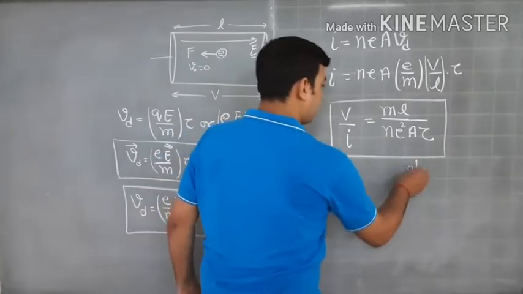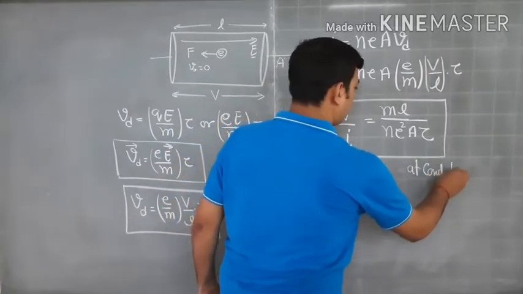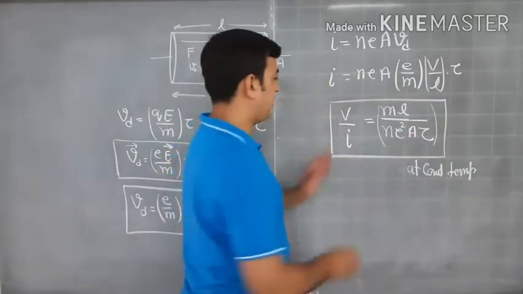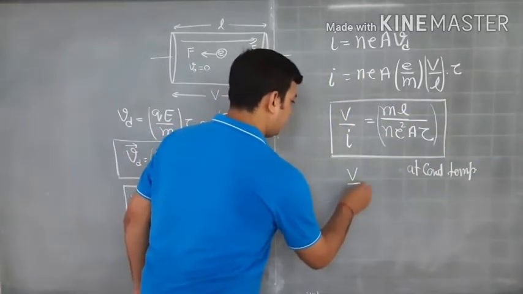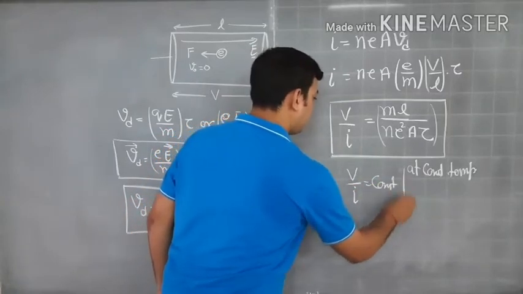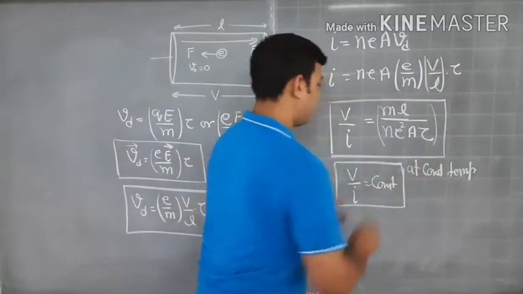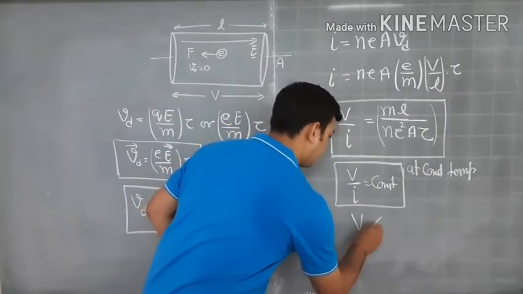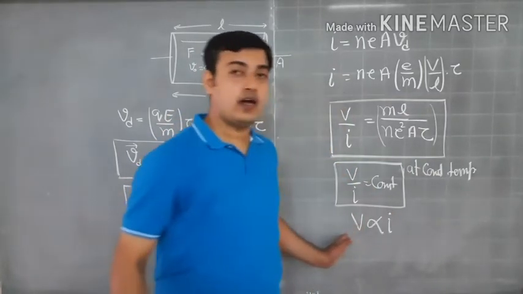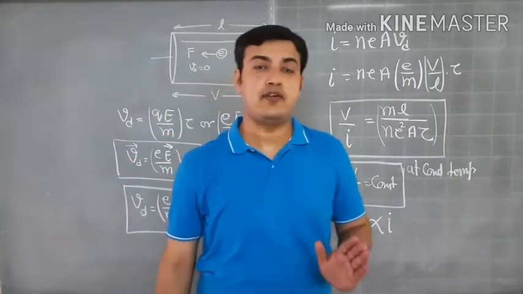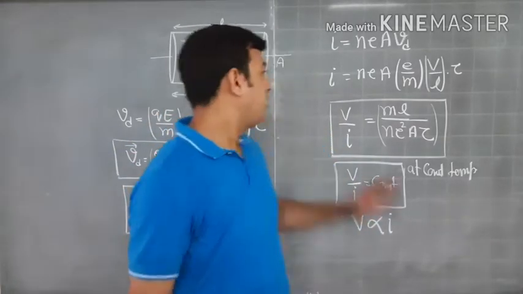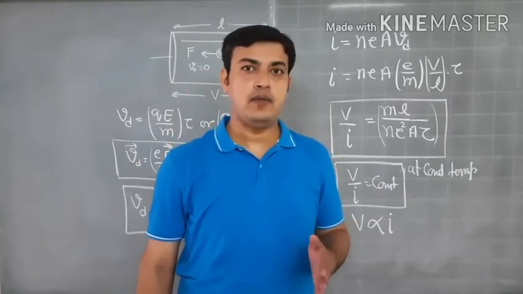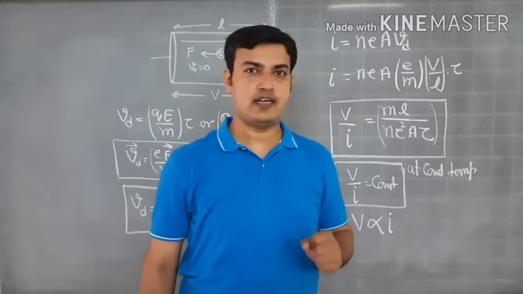So at constant temperature, this term is going to be a constant. So I can write that V by I will also be a constant for constant temperature. And we know that if V by I is constant, I can write V directly proportional to I, and that is the statement of Ohm's law. So in this way we can derive Ohm's law with the help of metallic theory of conduction.